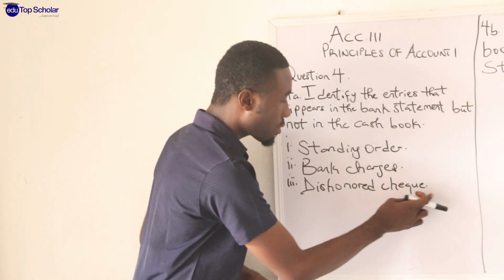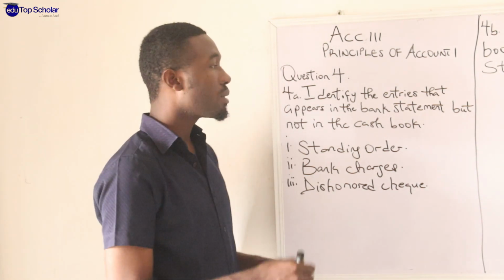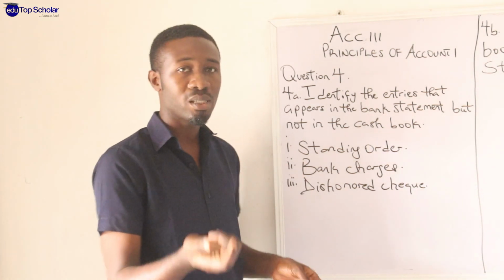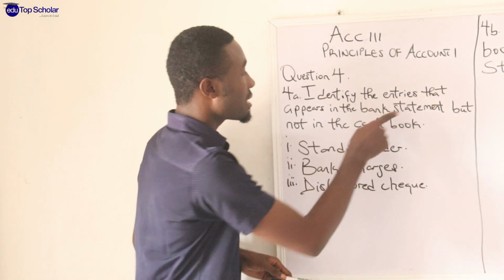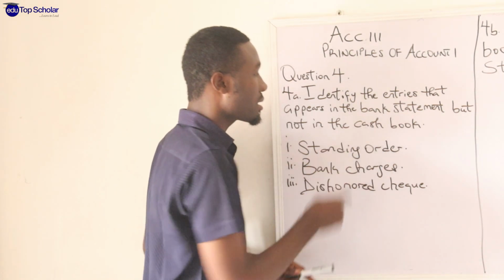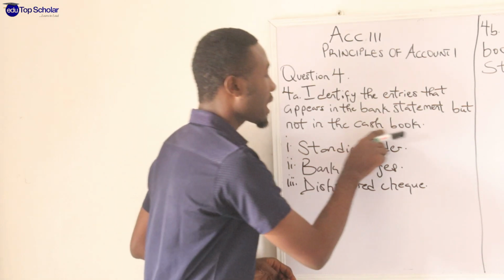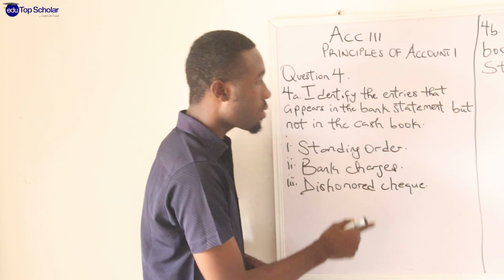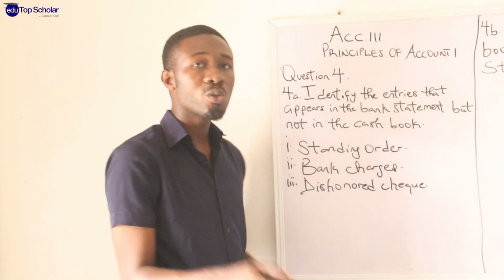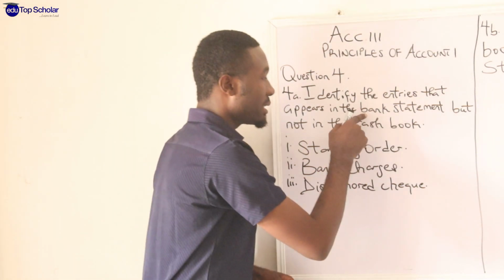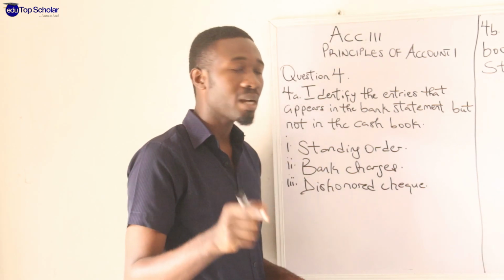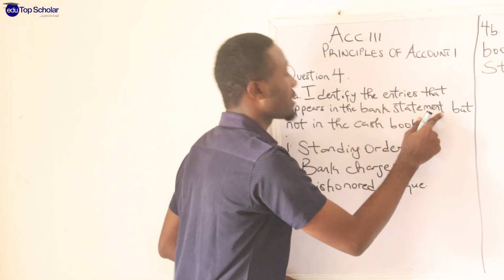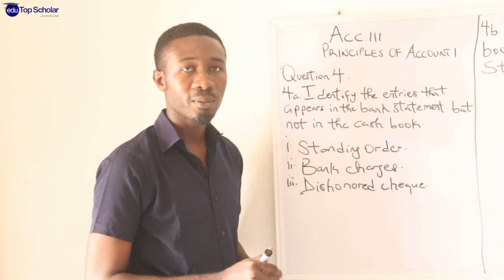If the check is dishonored by the bank, it will only be known by the bank and you may not even know that the check has been dishonored. So it is an entry that will be in the bank statement but will not appear in your own cash book because it is outside of your knowledge. So dishonored checks will not appear in the cash book until you are notified by the bank or until you get your bank statement. You might not have identified that there was a dishonored check.